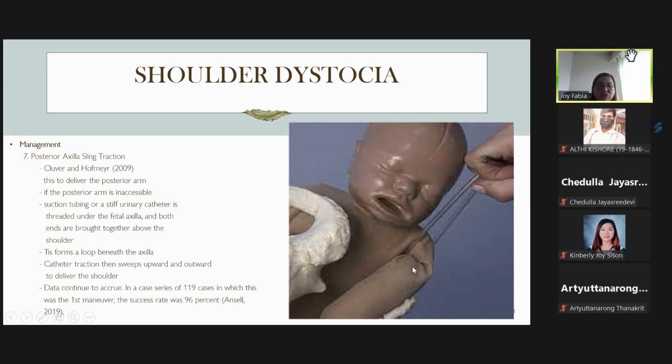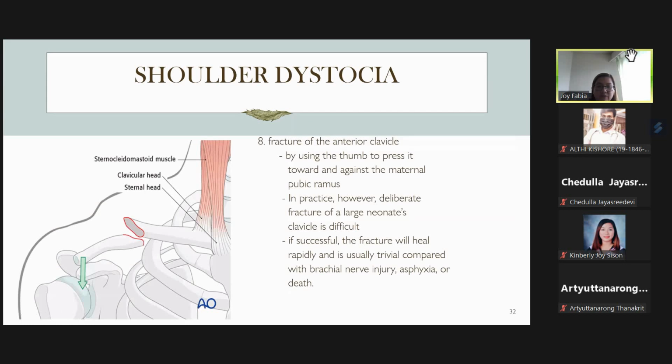Kasi you insert a suction tubing or a urinary catheter and thread it under the fetal axilla, and both ends are brought together above the shoulder. So these will form a loop beneath the axilla, and the catheter traction then sweeps upwards and downwards to deliver the shoulder. So the data continue to accrue. In a case series of 119 cases, this was the first maneuver and the success rate was 96%. Pero medyo higher yung risk natin na magkaroon tayo ng brachial plexus injury.